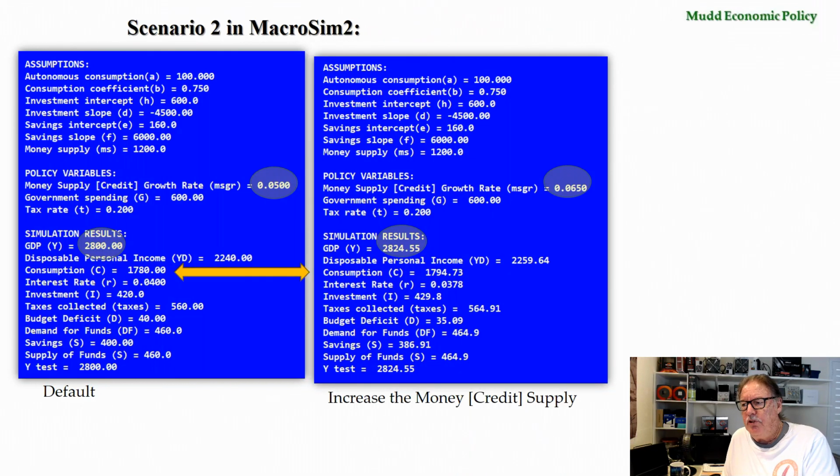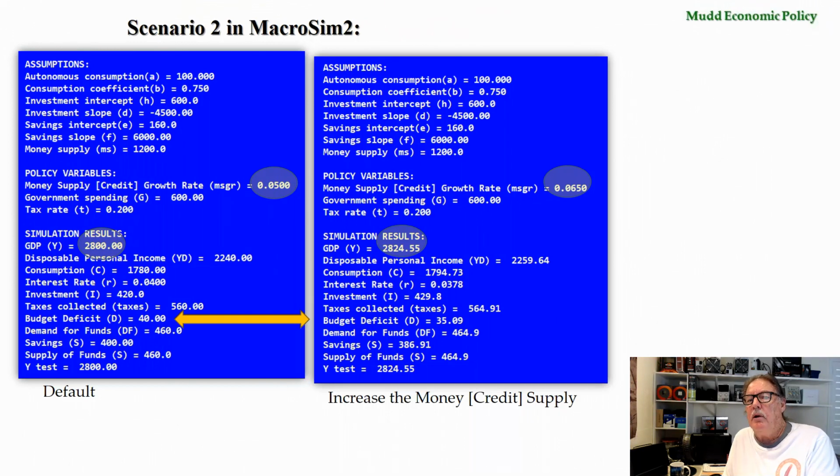For example, consumption is increased, as we can see here. Interest rates are decreased, and that has the effect of raising investment, as we can see here. But the budget deficit also declines from 40 to 35.09, and that's because, of course, this has stimulated GDP, which in turn raised tax collection. As you can see in the line above, taxes collected rises from 560 to 564, so even the budget deficit falls in the face of a stimulating money supply.